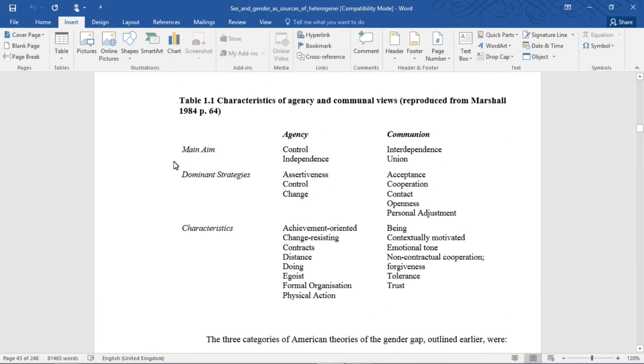And for those of you who are listening, if you want to see what Table 1.1, characteristics of agency and communion, reproduced from Marshall, looks like, it is on the screen right now.